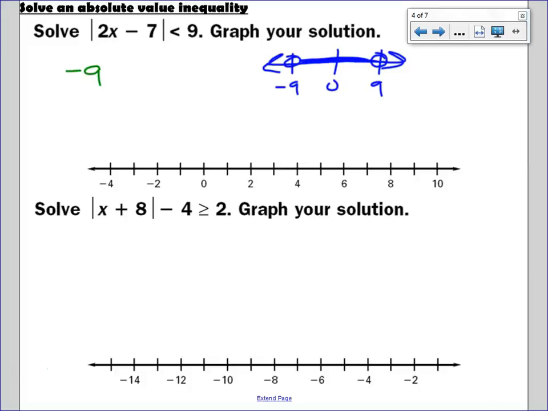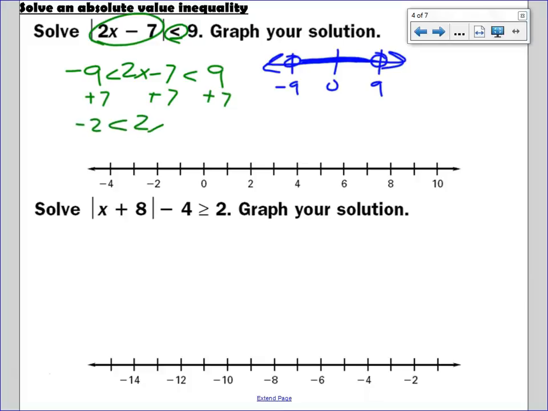So I can just set that up and say negative 9 and 9 are my boundaries. And I'm using my less than symbol. And then we're just going to put the 2x minus 7 in between, because we know 2x minus 7 is between those two values of negative 9 and 9. We just solve this compound inequality now. Add 7. Since I did it to the middle, I have to do it to the left side and the right side also. So negative 2 less than 2x less than 16.